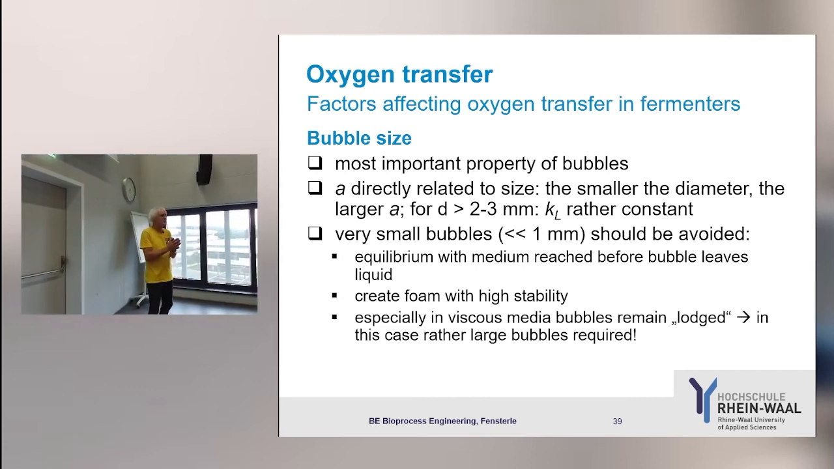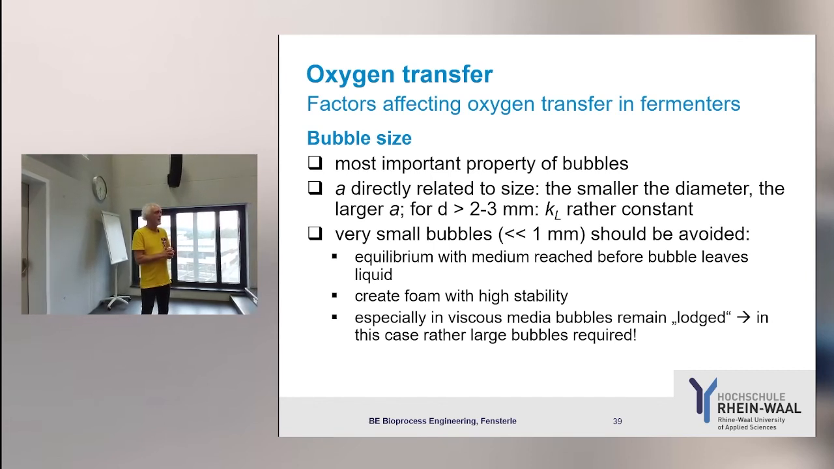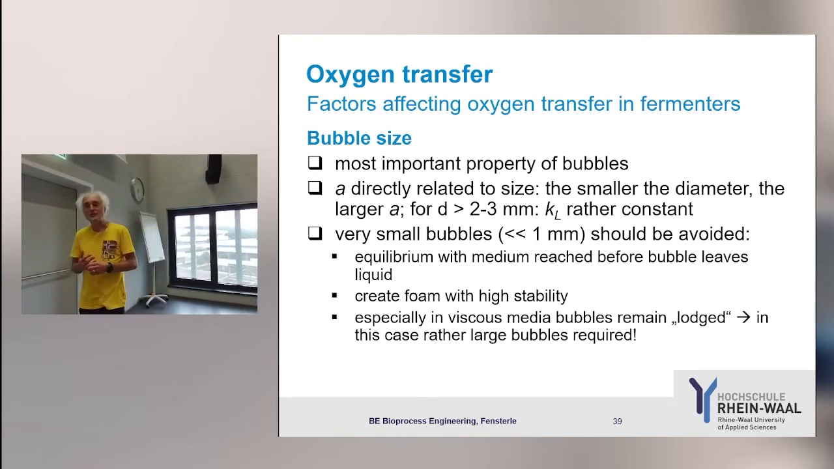That's clear. And the other thing is, our KLA, okay, as soon as I reach 2 to 3 millimeters, I will not affect my KLA anymore. However, if I get smaller and smaller and smaller, my surface area gets higher. So in principle, it would be wise to make a bubble as small as 0.1 micrometer or so, because then the oxygen transfer will be very fast.